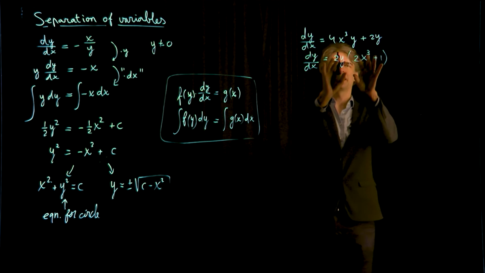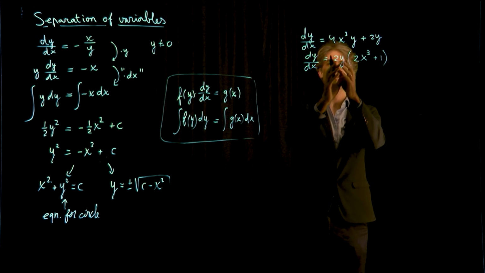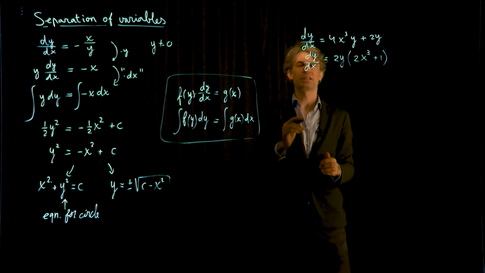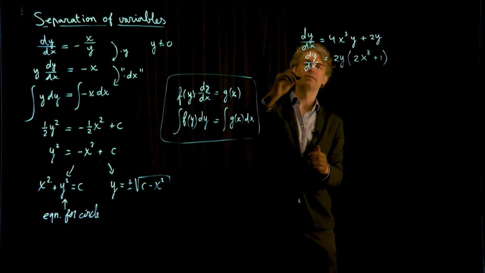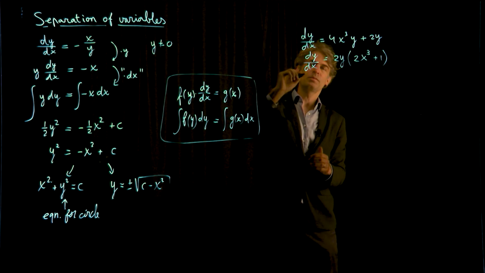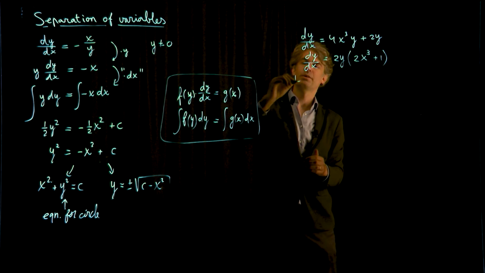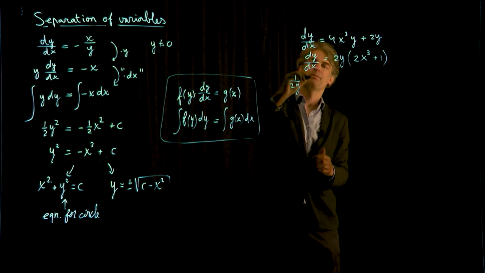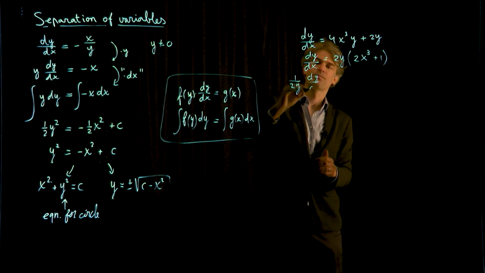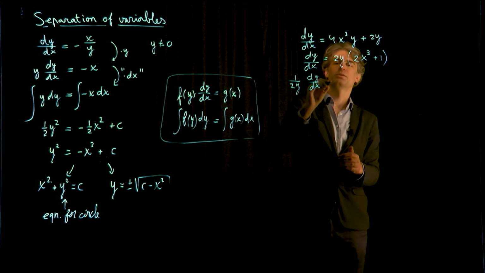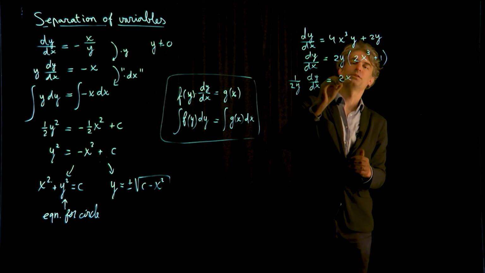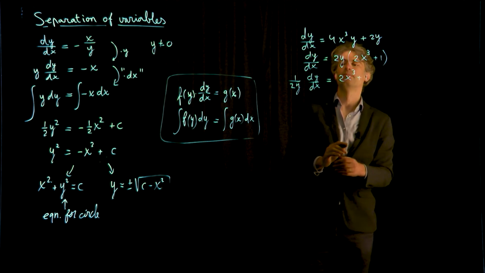Okay, now I have a multiplication here, that's good, and I have to take these terms with y to the other side. So I can rewrite this now as 1 over 2y dy dx equals 2x to the cube plus 1.